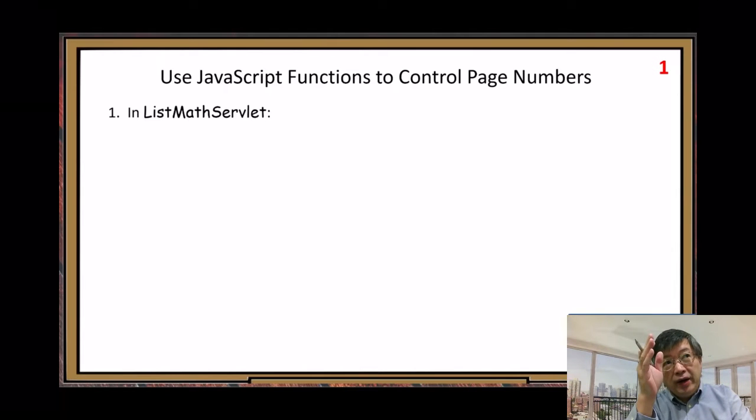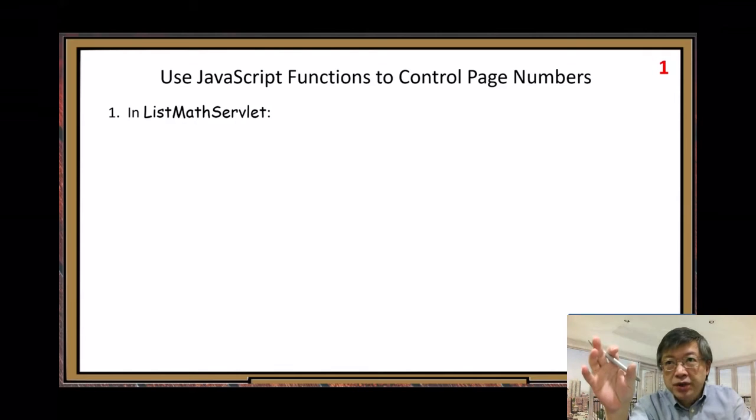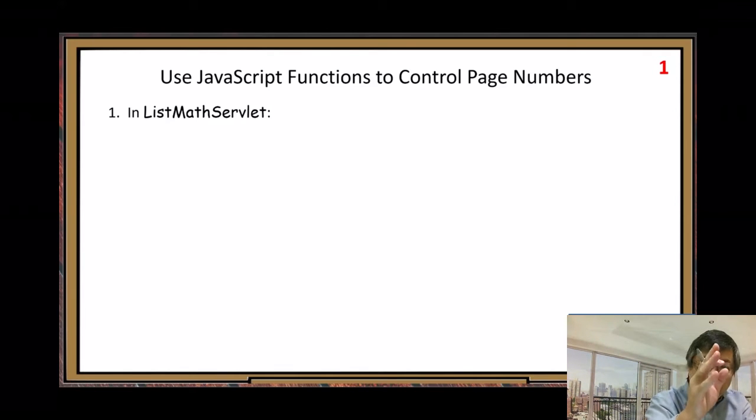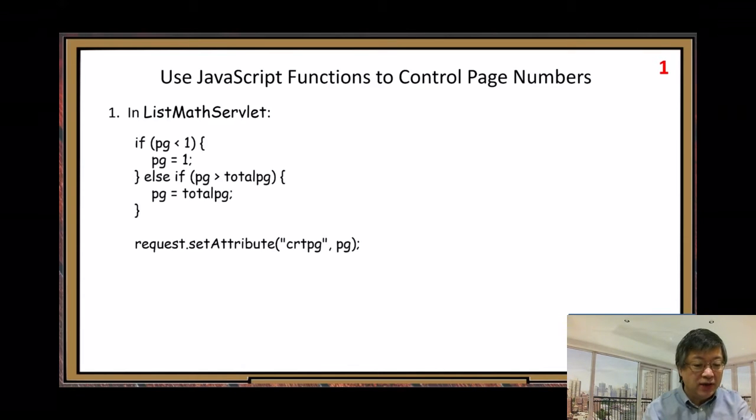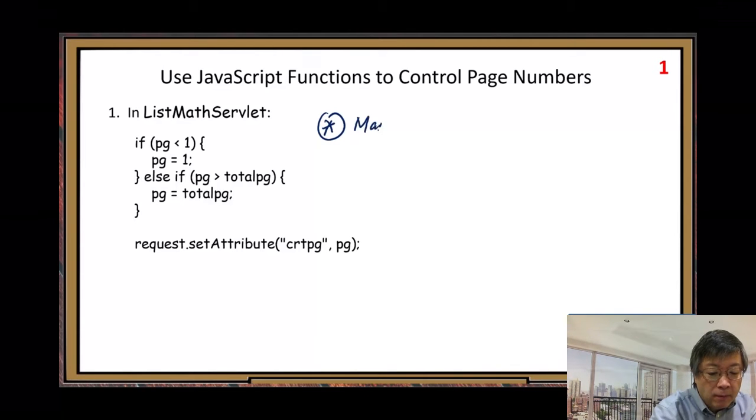First, although our main place is a JavaScript function, we need to do some preparation in other places. The first one, in our list math servlet, we need to do one thing. So what's that? Look at here. We need to maintain the current page information.